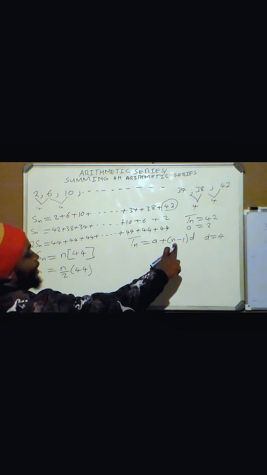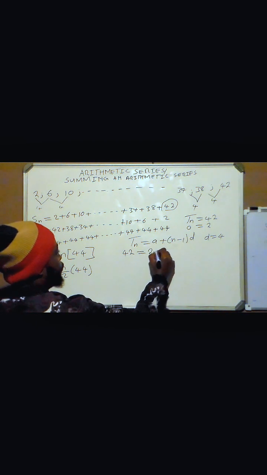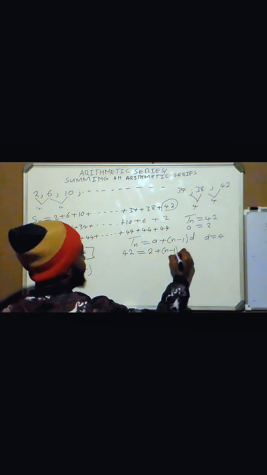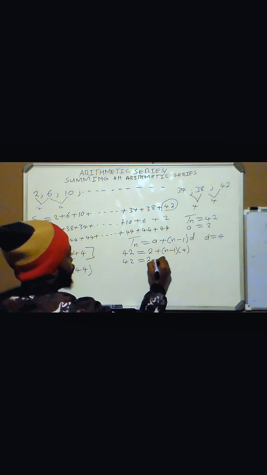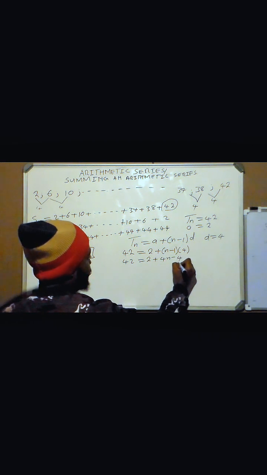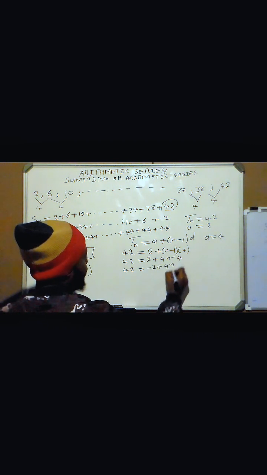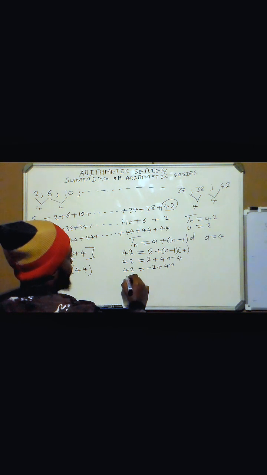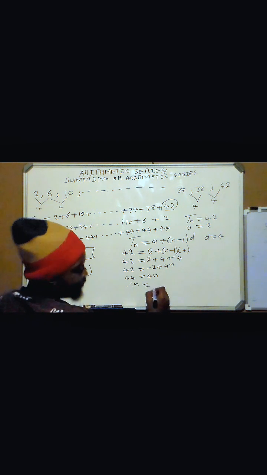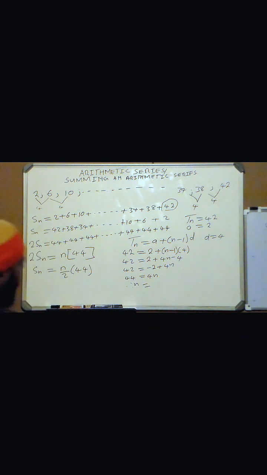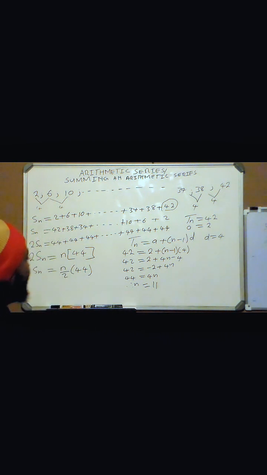So we can solve for n. So this would be 42 equals to, what's our a value? 2 plus n minus 1 multiplied by 4. So this is 42 equals to 2 plus 4n minus 4. So 42 equals to minus 2 plus 4n. Transpose, and then we'd have 44 equals to 4n. Therefore, n should be equals to 44 divided by 4, this would give me what? 11. So which means n is 11.